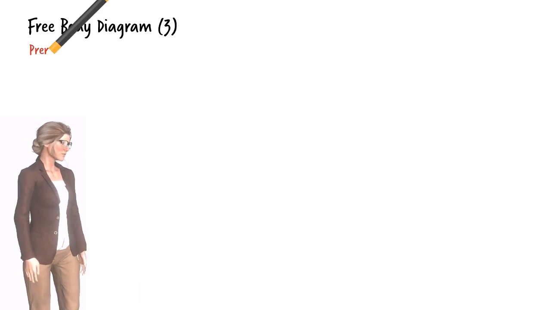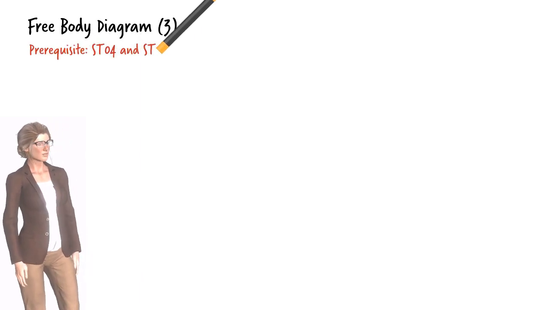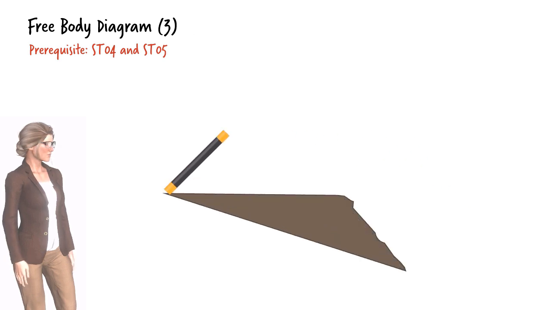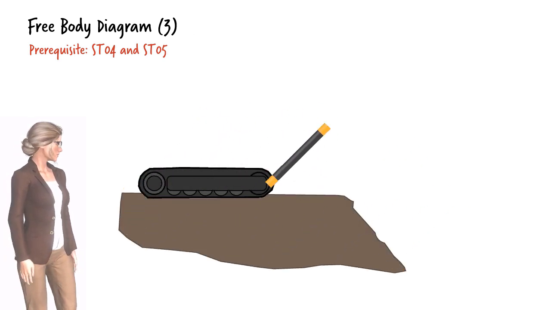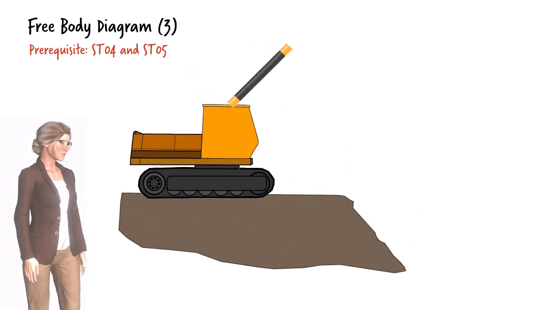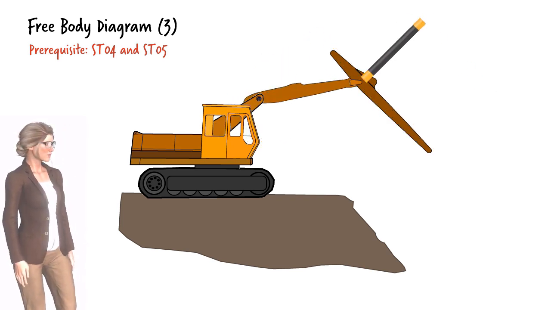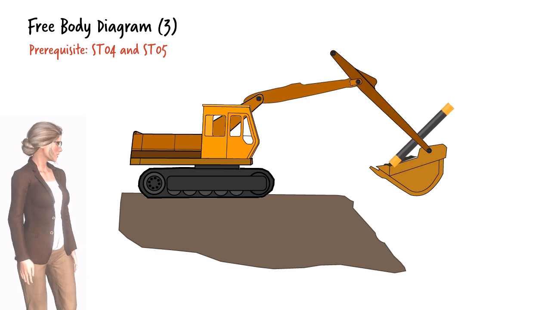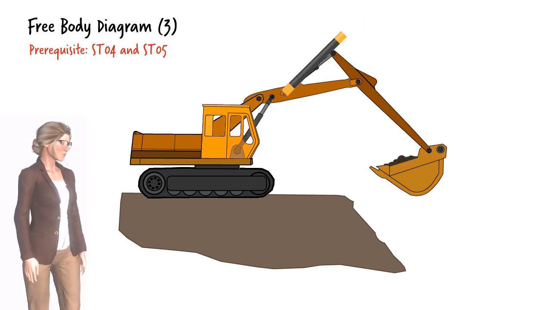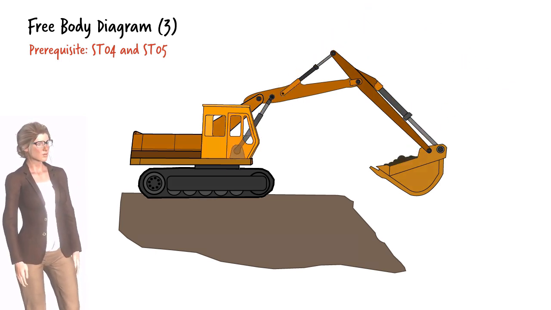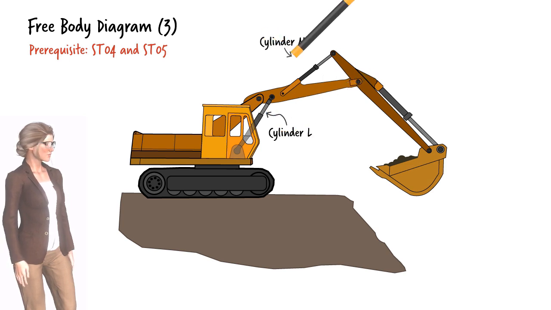This lecture is a continuation of our discussion on free body diagrams. Please review ST04 and ST05 for background information. In the context of static equilibrium of rigid bodies, given a system like this tractor, we are often interested in determining one or more unknown forces that are either internal or external to the rigid body.